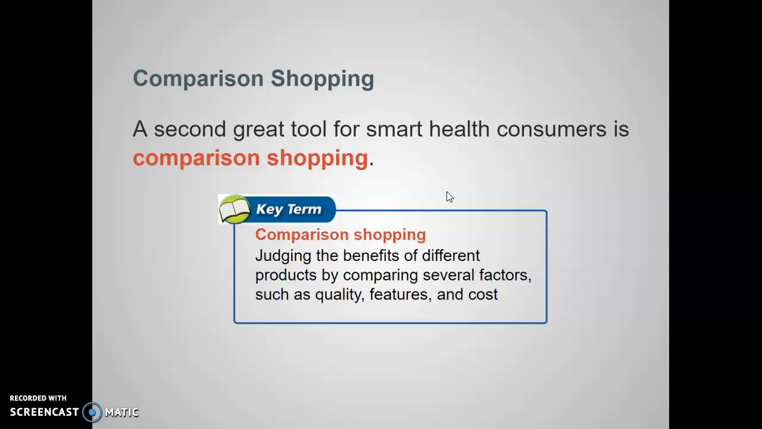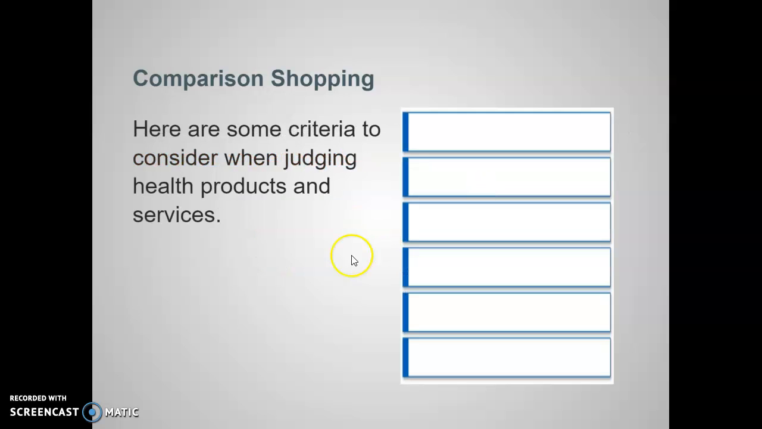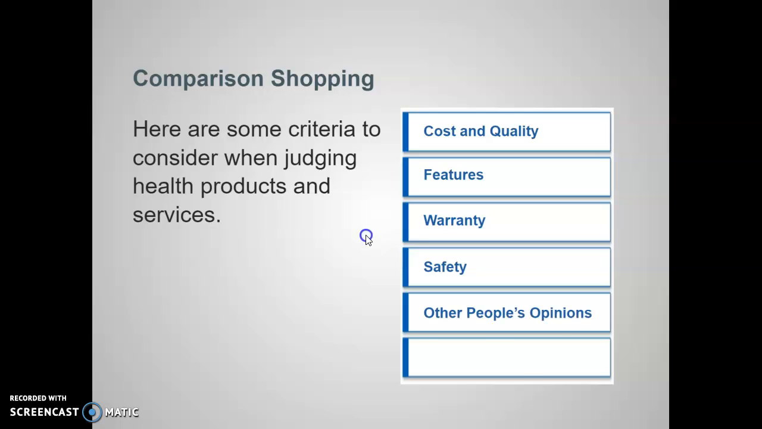So, quality is also an important thing, and the features that come with it. Here's some criteria you should consider when comparison shopping. Cost and quality, the features, the warranty, safety, other people's opinions, and then consumer organization product ratings is a big one.